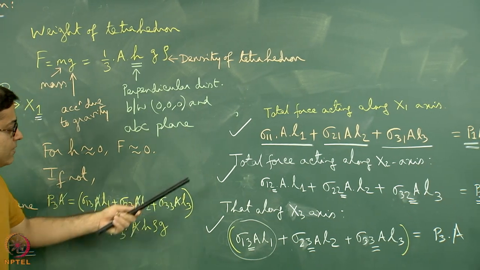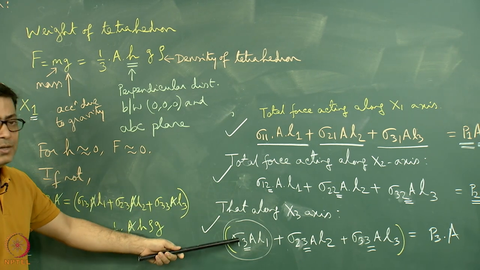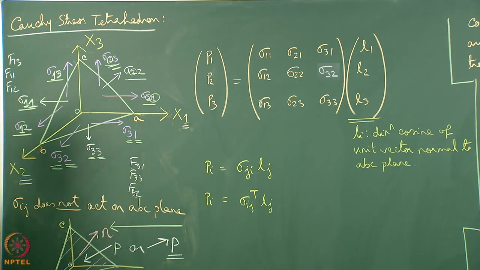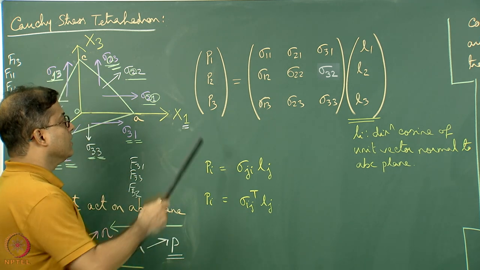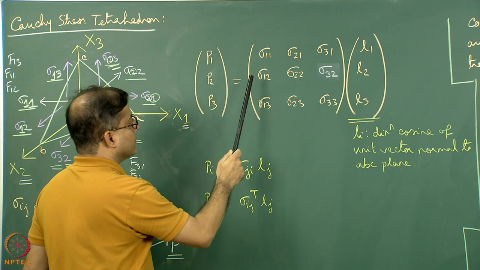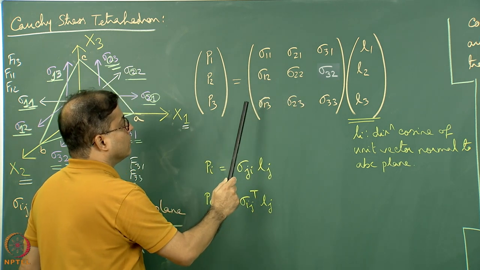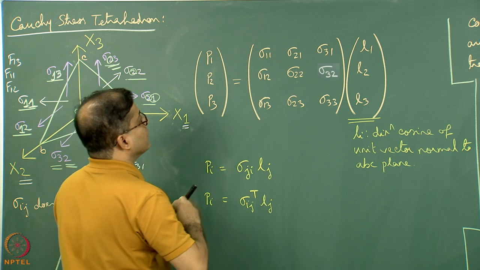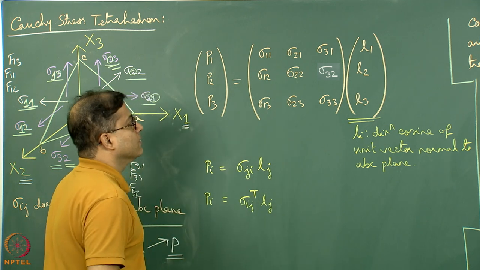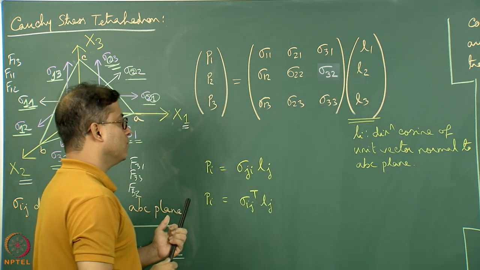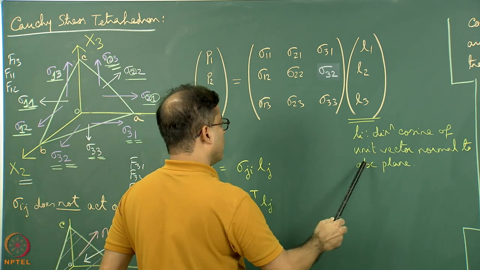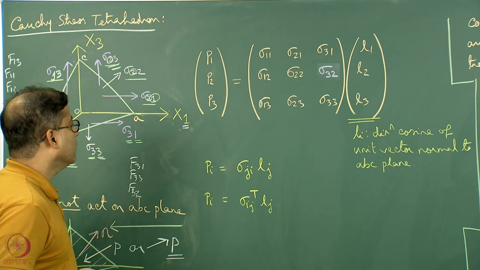Now having said this, it is clearly understood that from these three equations we can write a matrix. So for a small tetrahedron we can write the three equations that were deduced as P1, P2, P3 is equal to sigma 11, sigma 21, sigma 31, sigma 12, sigma 22, sigma 32, and this will be sigma 13, sigma 23 and sigma 33. And here is L1, L2 and L3. Just to recollect, the L1, L2, L3 or the Li are the direction cosines of the unit vector normal to the ABC plane, which was defined already.